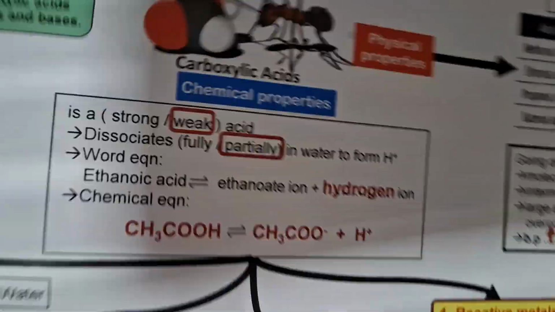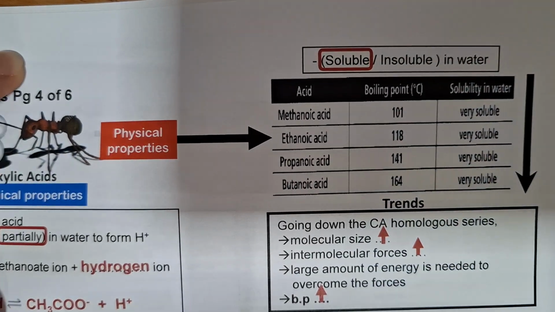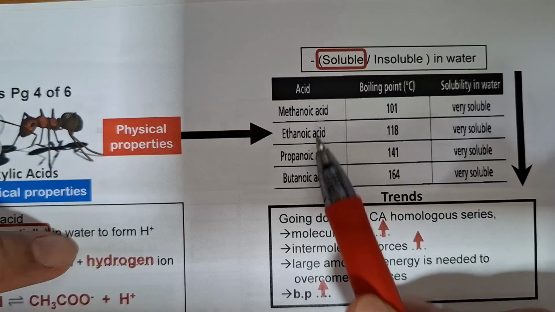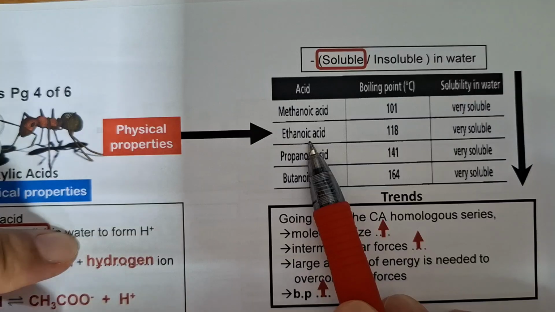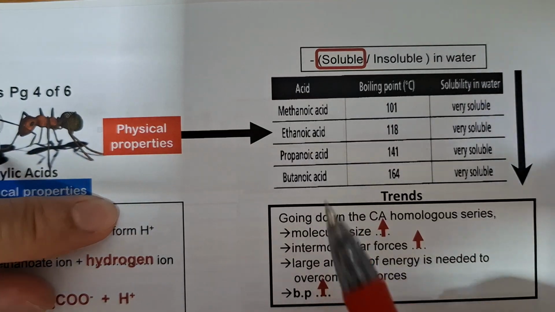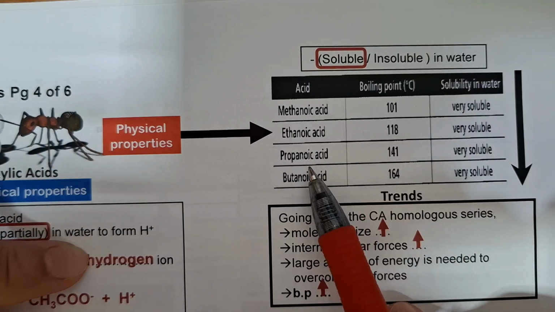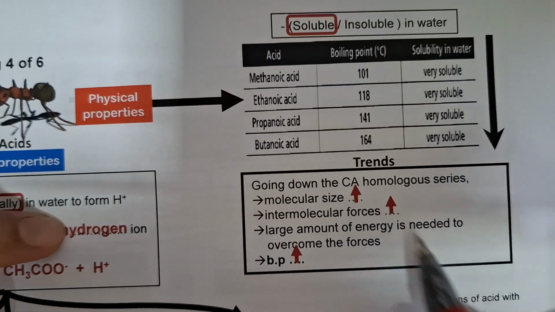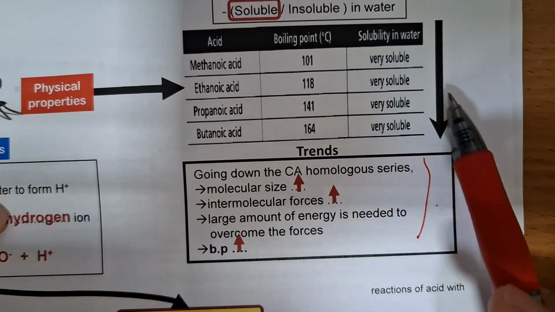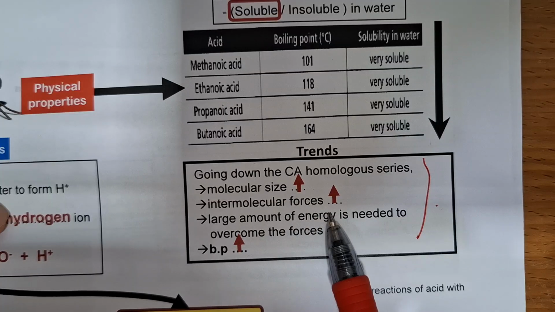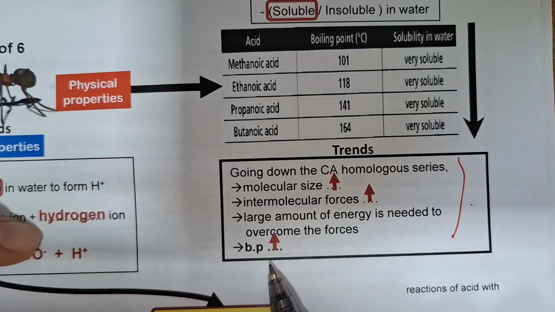Okay, similarly, we look at the physical properties. So soluble in water, carboxylic acid: methanoic acid, ethanoic acid. By the way, ethanoic acid is the acid in the vinegar. Do you like vinegar? I like it. Yeah, vinegar is basically to improve the taste of certain food. Okay, ethanoic acid, propanoic acid, butanoic acid. And the trends are exactly the same as alkane, alkene, and alcohol. So as you go down the homologous series, molecular size increases, intermolecular attraction forces increase, a large amount of energy is needed to overcome the forces, and because of that, boiling point increases.